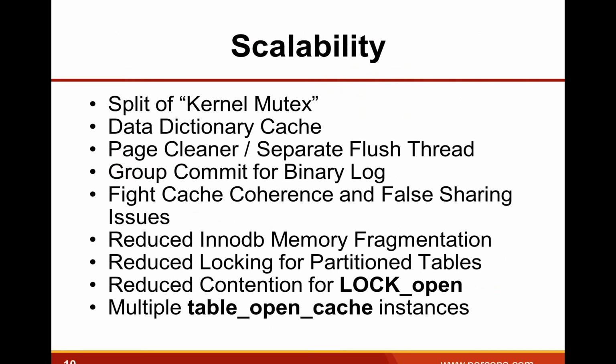Split of the kernel mutex is probably one of the most complicated projects which the InnoDB team performed in MySQL 5.6. That was one of the biggest bottlenecks in InnoDB, which is now removed. Data dictionary cache is a feature that will apply to people running InnoDB with a very large number of tables, something like 100,000 or more.